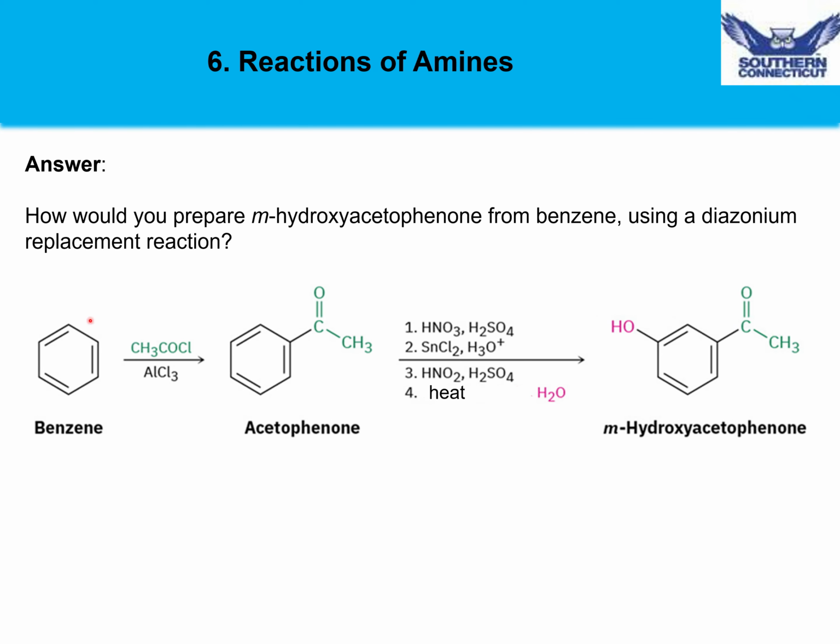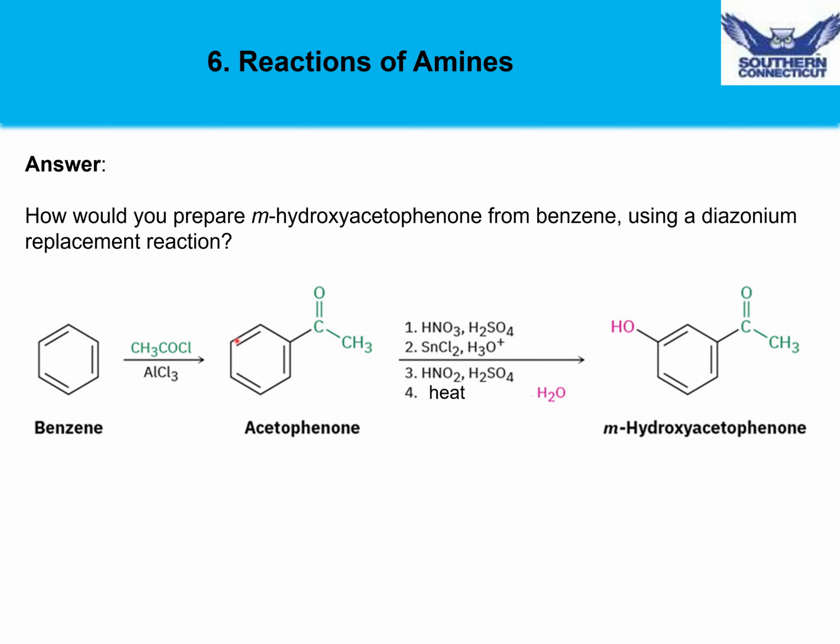If we start the synthesis from benzene, we could do a Friedel-Crafts acylation reaction to add the acetyl group in acetophenone. And then if we do a nitration, that would lead to adding a nitro group at the meta position, since the ketone is a meta-directing group.